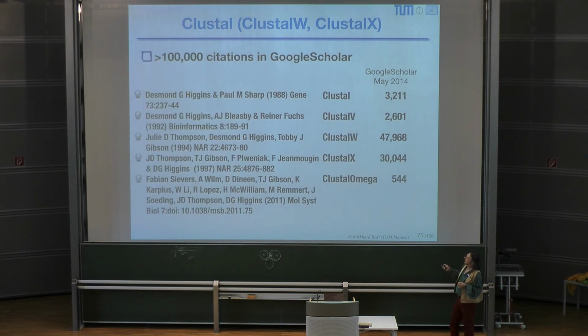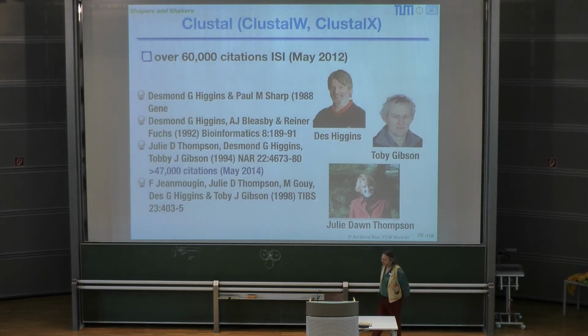Again, Clustal is fairly quoted here. Google Scholar numbers from May 2014, over 100,000 citations. Clustal W is 47,000 times, Clustal X 30,000 times. The latest one, published 2 years ago, is just about to begin to grow. The people behind it, mostly Des Higgins, the original one, Toby Gibson.